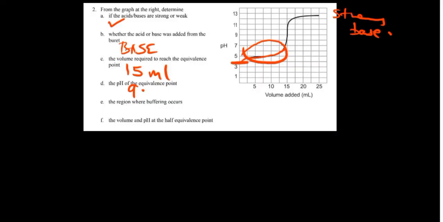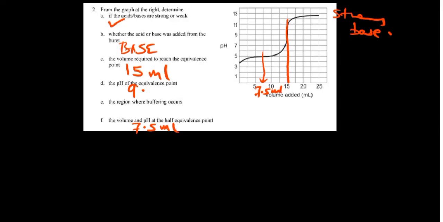And then if you look at F, which says the volume and the pH at half the equivalence point. So if the equivalence point was 15 milliliters, half of 15 is 7.5. And we know that the value that lies between 5 and 10 is obviously 7.5. So that is half the equivalence point. So the volume at half the equivalence point was 7.5 milliliters.